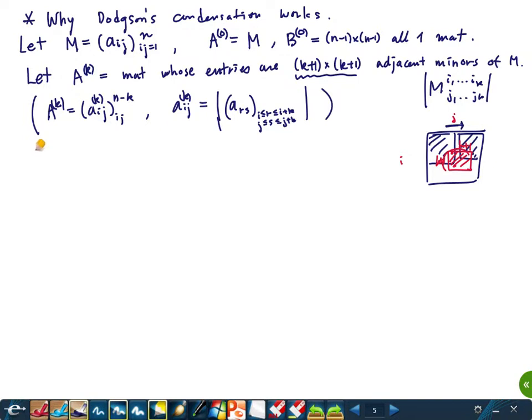Oh, and what is B^k? B^k is the central submatrix of A^(k-1). We have the previous matrix A, and then you take the central part, like we did for Dodgson's algorithm, and then that will be our B^k. All right. Any question about this construction of A and B? These are just definitions, the definition of A^k and the definition of B^k.